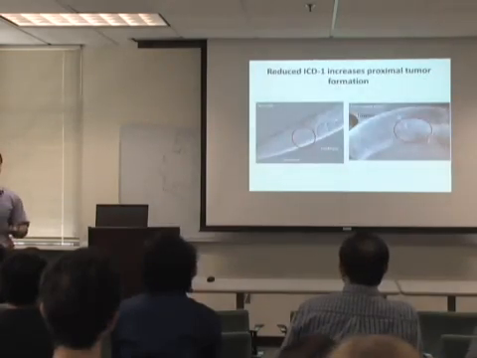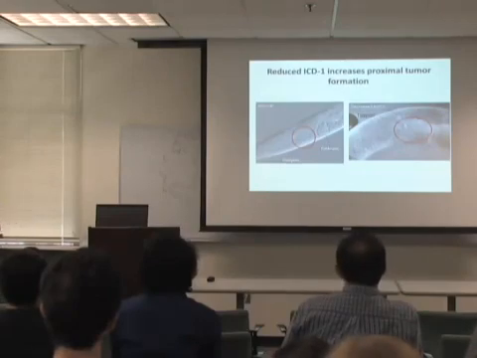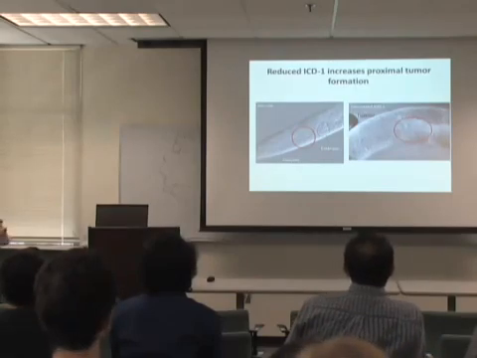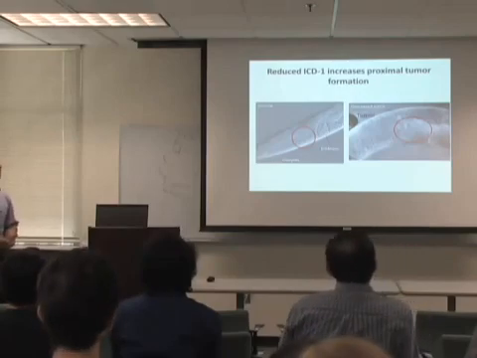Surprisingly, even though our Ice1 RNAi worms had a decrease in the total number of germ cells, there was actually an increase in proximal tumor formation. So in our normal worm, you would expect to see nicely formed oocytes and fertilized embryos within this proximal region. However, in our decreased Ice1 worm, what you see is just a mass of what appears to be undifferentiated cells.